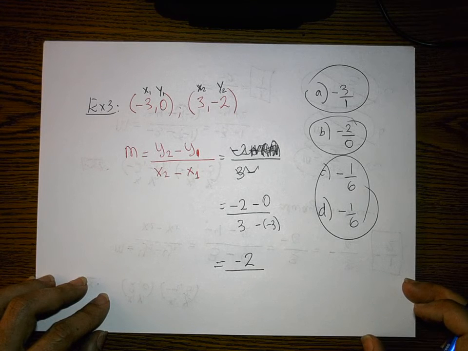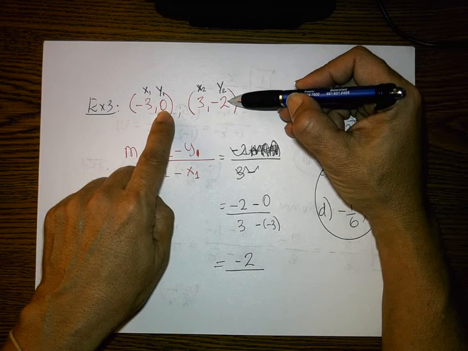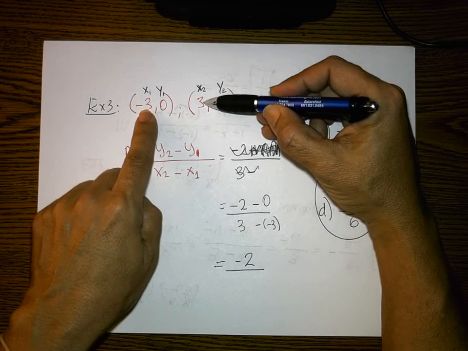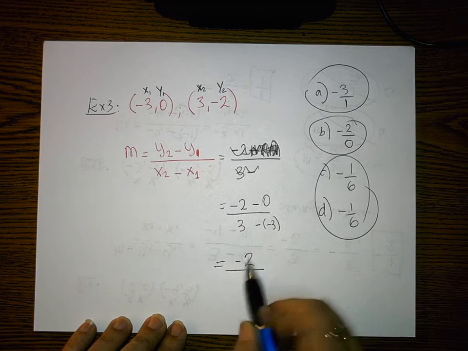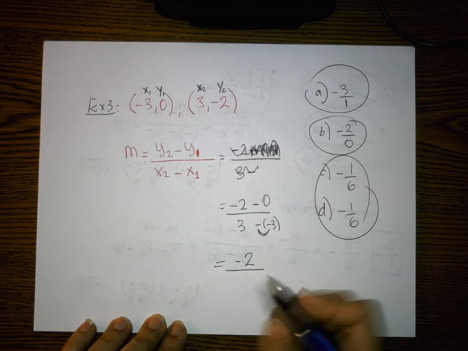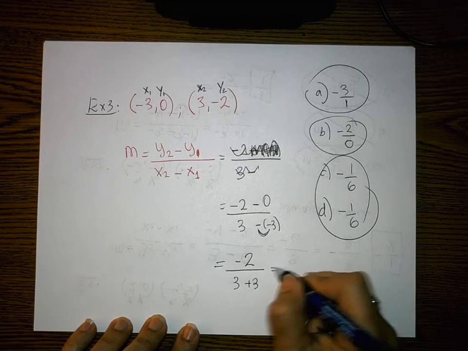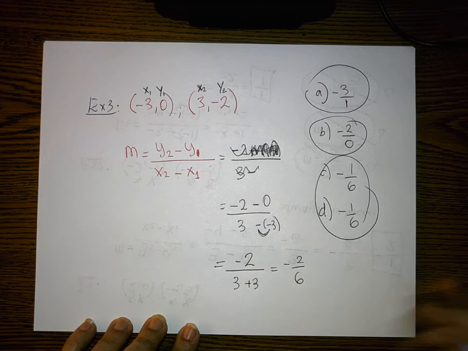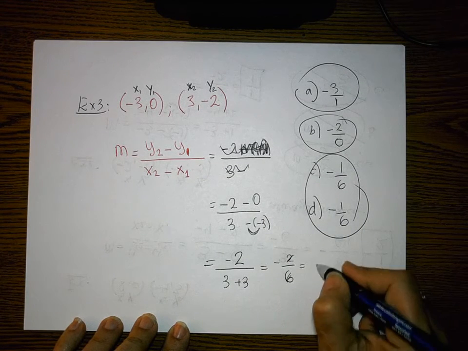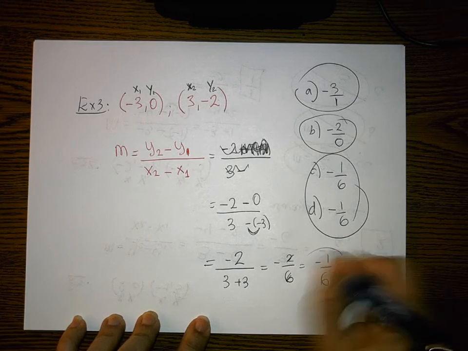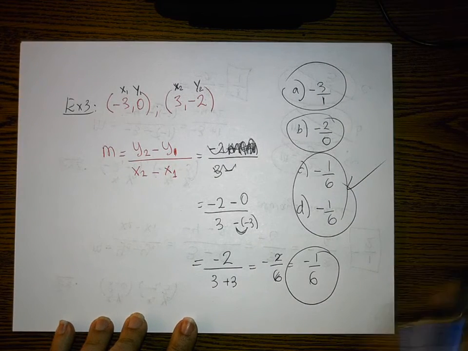No, it's y2, negative 2 minus a 0, and 3 minus a negative 3. Okay? So negative 2 minus a 0 is negative 2. And negative times negative over here makes a positive. So it's 3 plus a 3, which simplifies to negative 2 over 6. And then when we reduce it by 2 on top and bottom, what do we get? Negative 1 over 6. There's 2 students over here, I don't remember who it was. Negative 1 over 3.